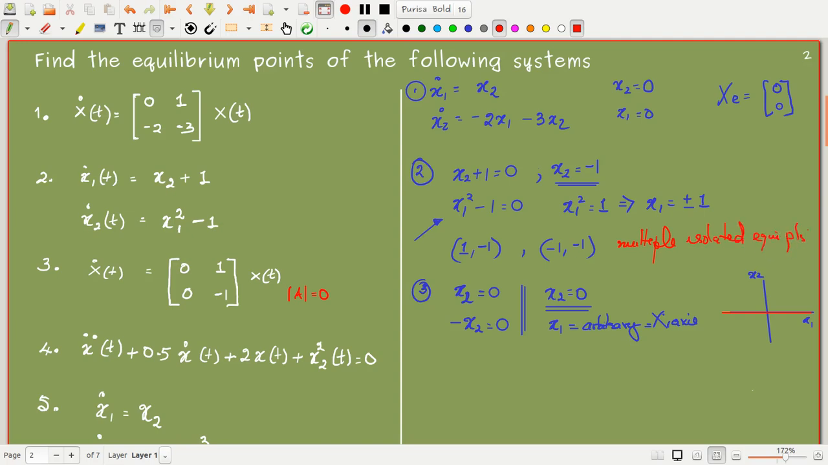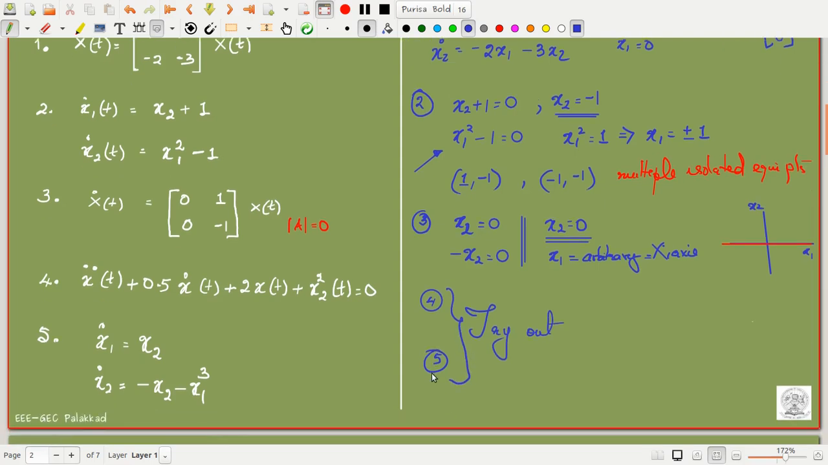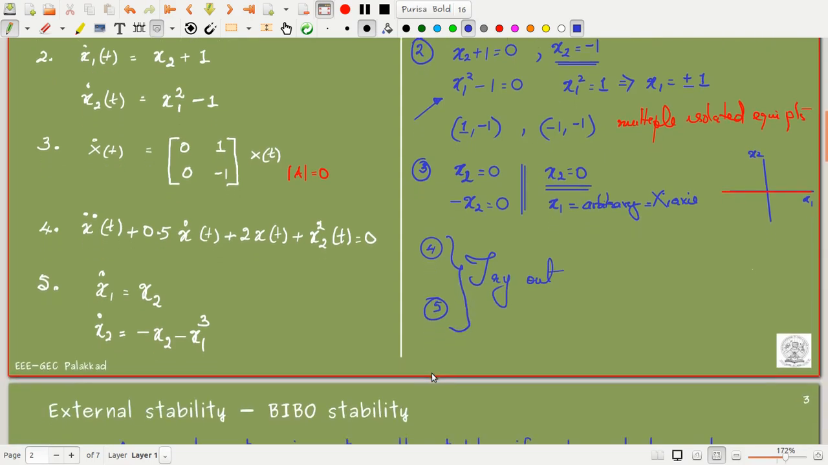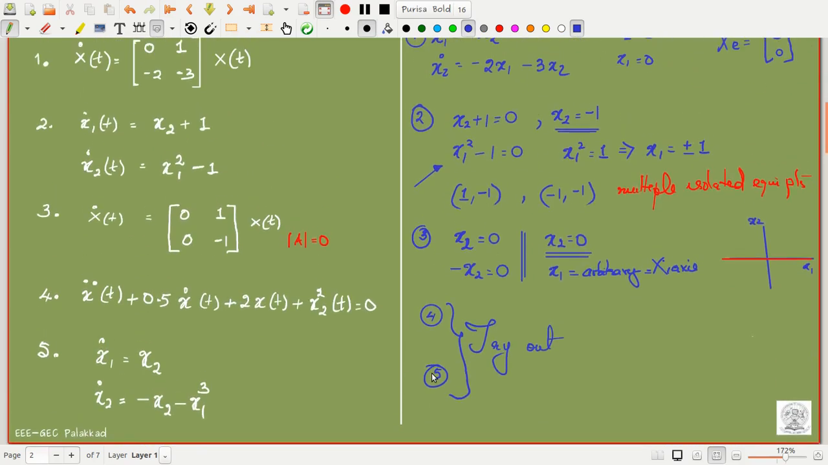So for the fourth and fifth equations, you can try out and find the equilibrium points for the two systems. These two systems given here, you can try out and see what the equilibrium points are. Now we will go and speak about the stability of the equilibrium points.